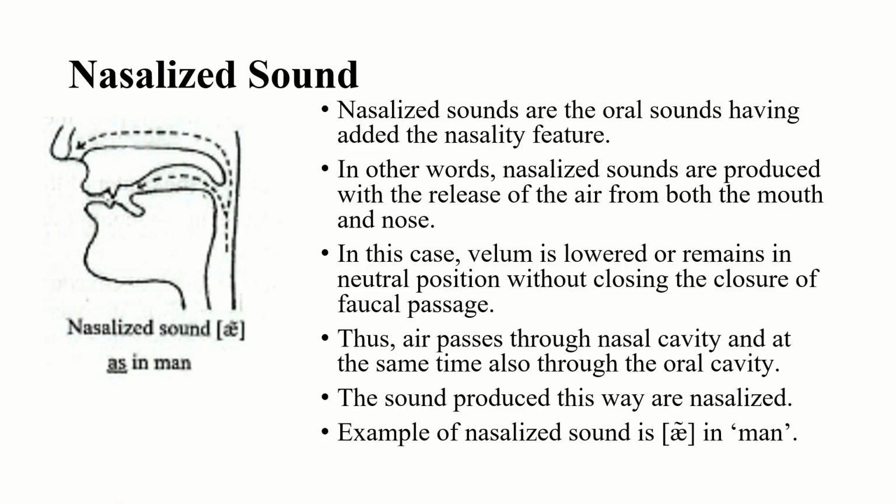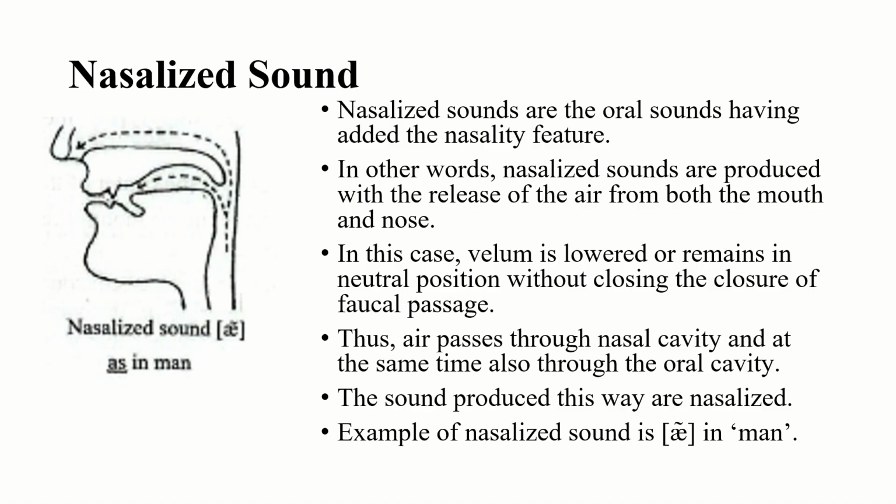In the nasalized sound, the velum remains neutral. Neither does it block the oral cavity, nor does it block the nasal cavity. That's why air passes through the oral cavity and also the nasal cavity. And when the air passes in this way, nasalized sounds are produced. When you say man, the vowel of man becomes nasalized because of the effect of the following n, which is a nasal sound.